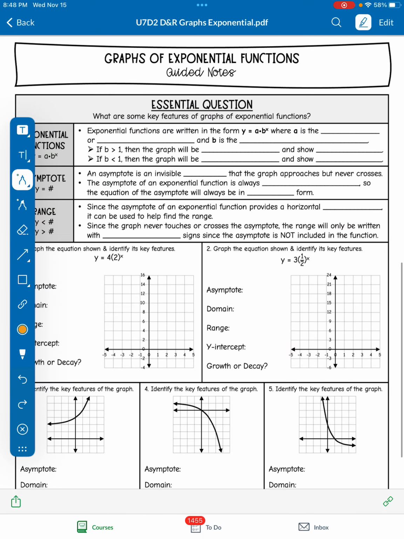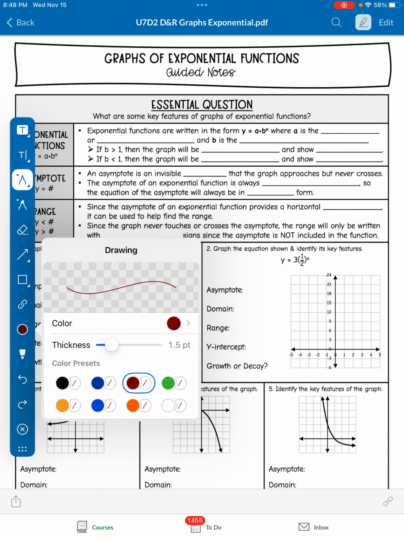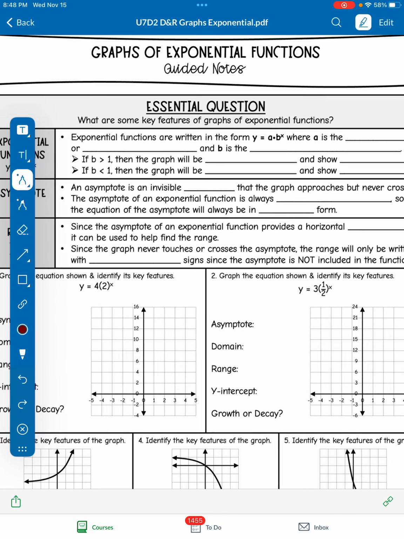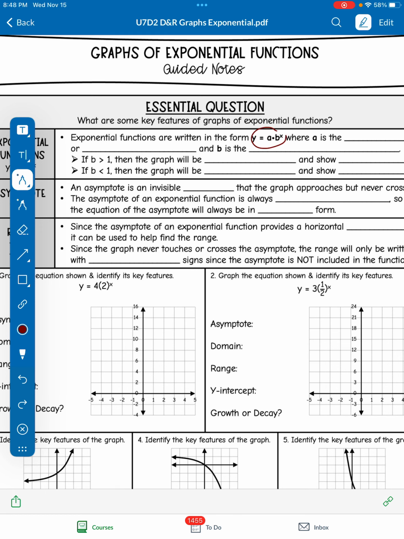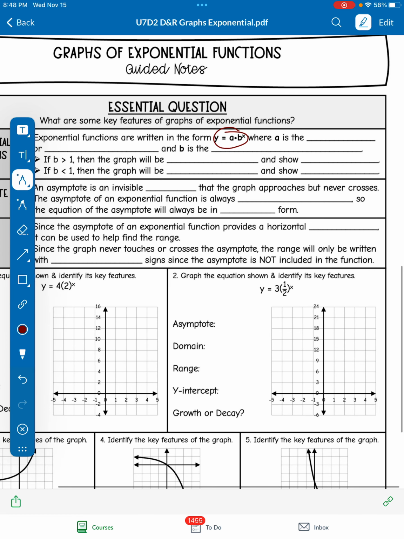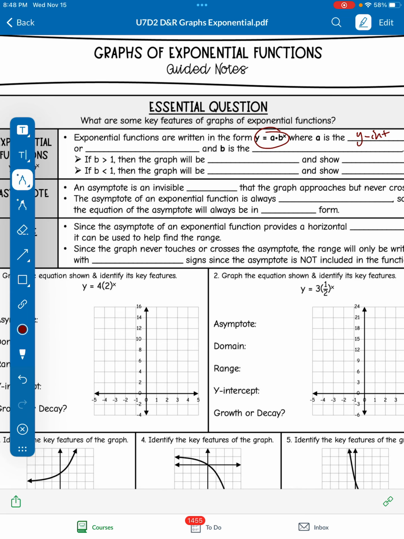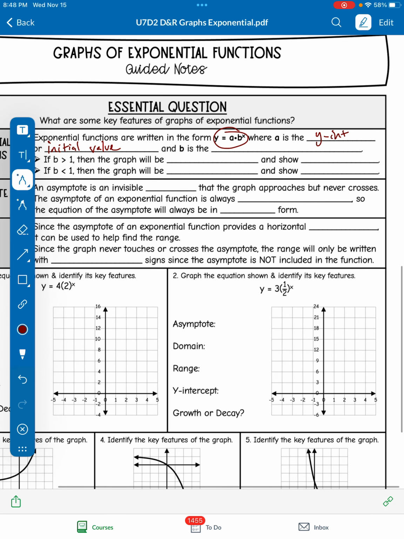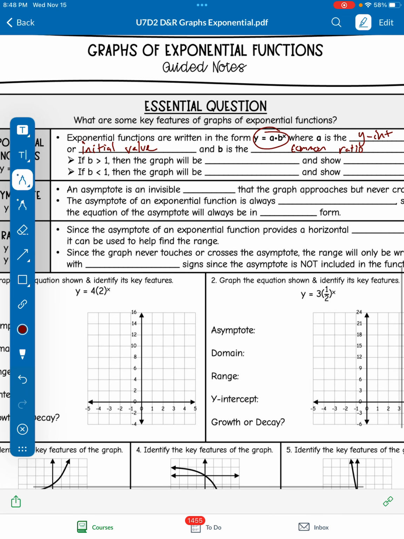Now let's talk about some key parts of these graphs. We talked about a lot of this stuff yesterday. Exponential functions are written in this form. What does A stand for? Y-intercept, or initial value. And what does B stand for? B is the common ratio, or you could say growth or decay rate, right? Either one of those is fine. It's how the graph is changing.